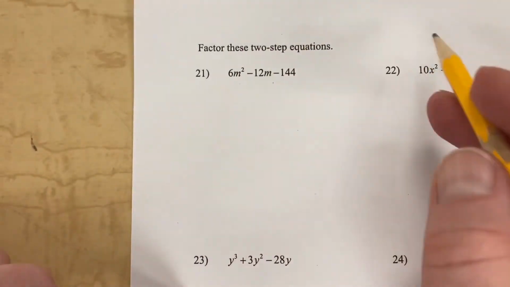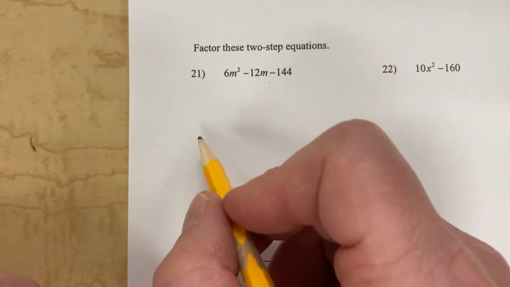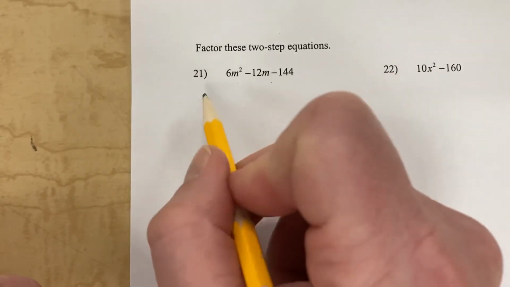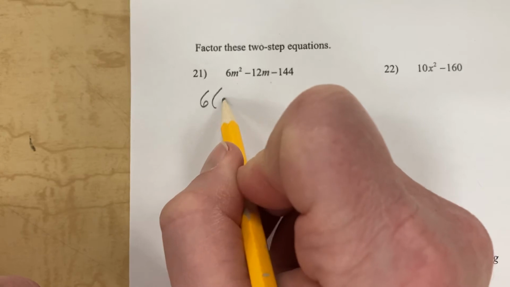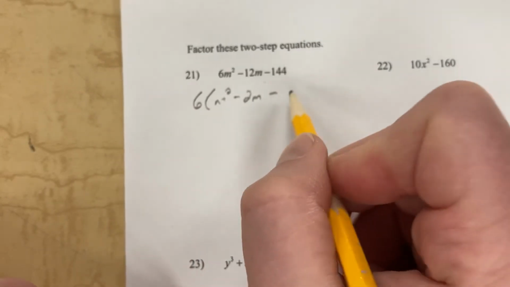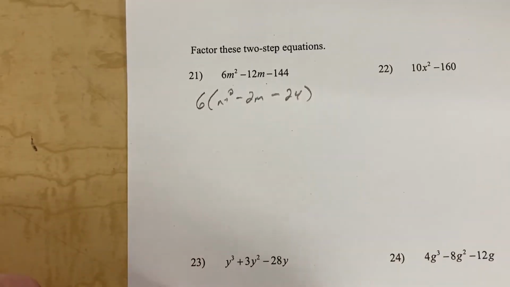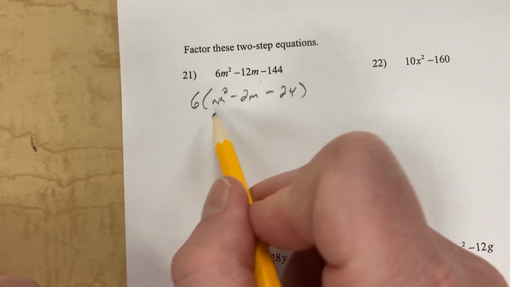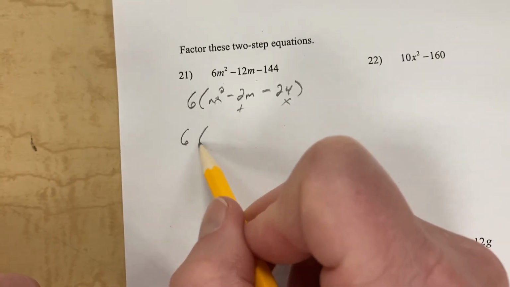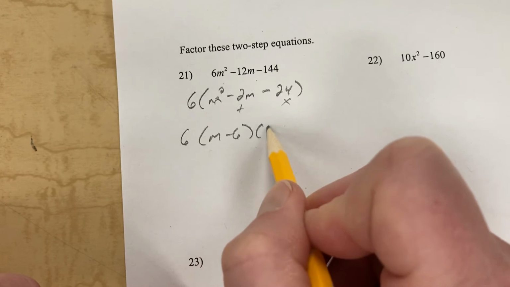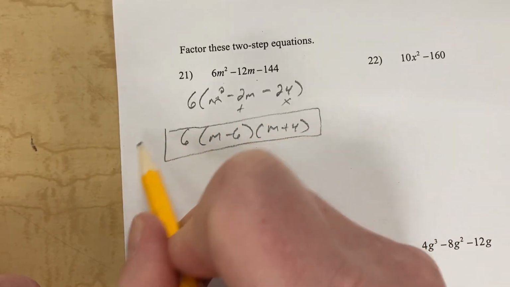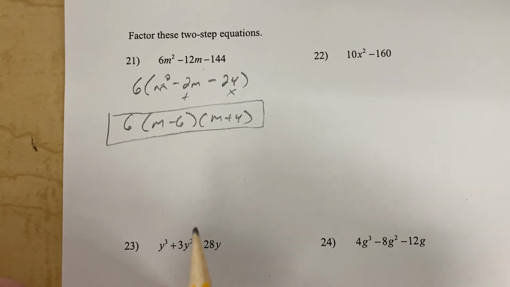All right, now what we're doing here is we're pulling out a common factor first, and then we're going to try to factor what's left over. So here I see that a 6 can go into all of those, so I'm going to pull a 6 out. I get m squared minus 2m minus 24. Okay, so I get that. And now I'm saying, well, what two numbers multiply to equal negative 24 and add to equal negative 2? And those numbers are negative 6 and positive 4. So keep that 6 in front. That'd be our full answer.